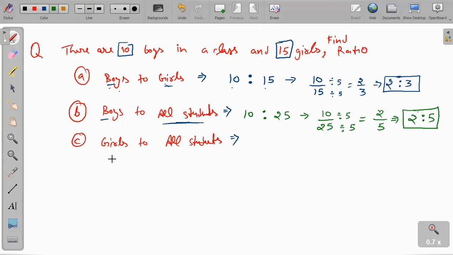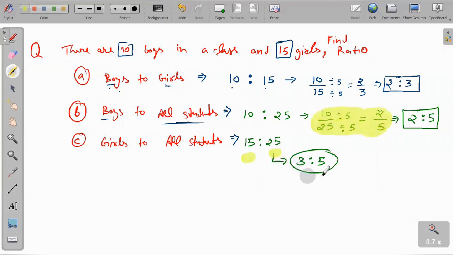So now tell me what will be the ratio of girls to all students? It's 15 to 25. Perfect. What answer will you get if you further simplify it? Divided by 5 again, it's 3 to 5. You can directly write 3 to 5, you can skip this middle step as well, if you know directly what to do. Any confusion? Good.